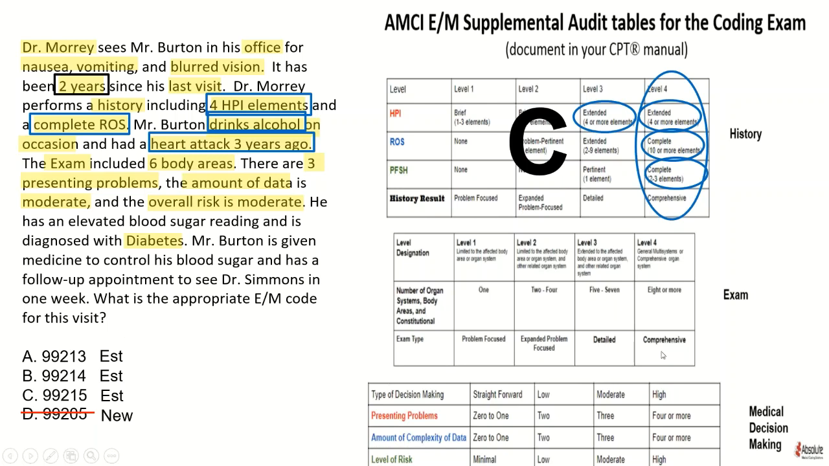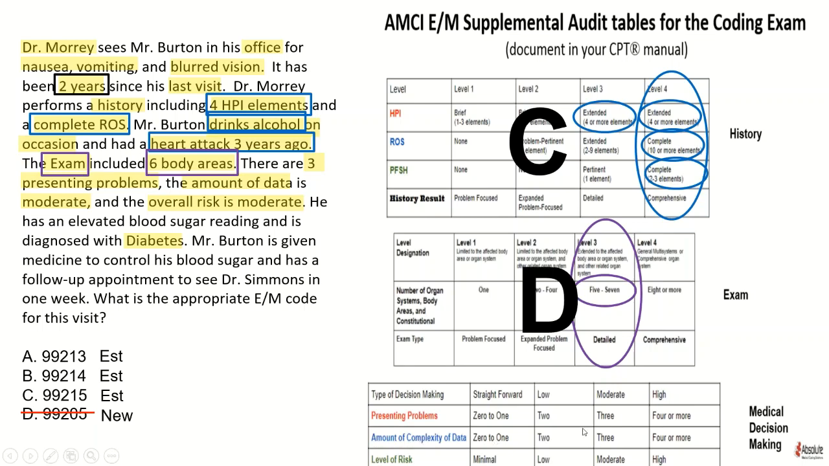All right, so the next thing we got to figure out is our exam. It says the exam included 6 body areas. So we're going to take 6 body areas, we're going to go over to our table, and that falls under a level 3. Okay, so let's circle that. And that gives us a detailed exam. Okay, so now we have a detailed exam.